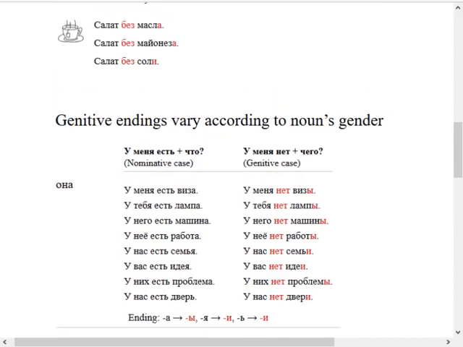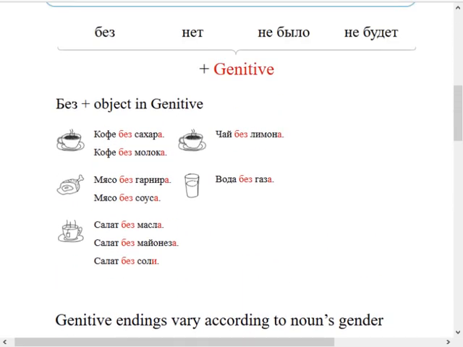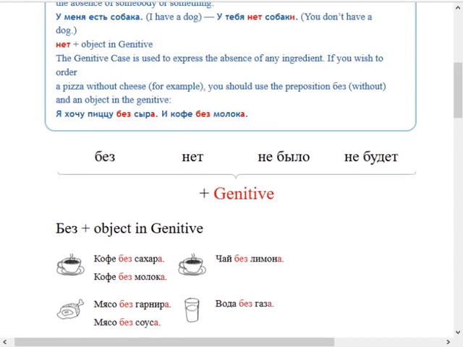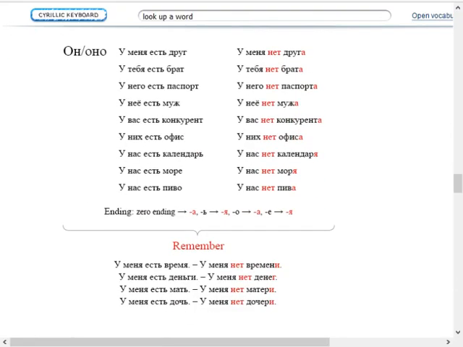And there are 6 cases in Russian, so this is about the genitive case, and then there will be stuff like this for other cases. So, okay, let's just move on.